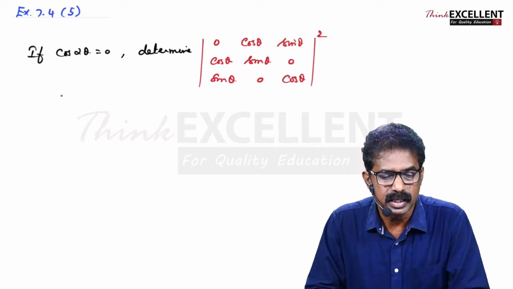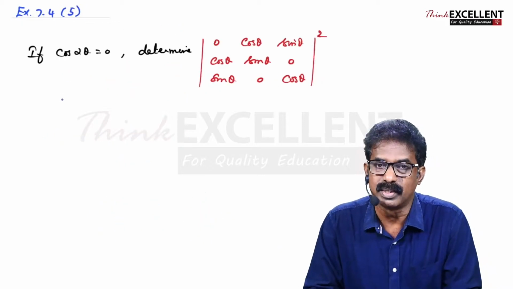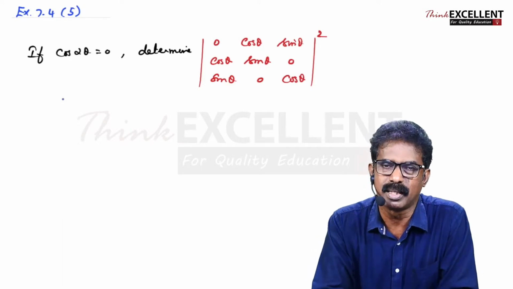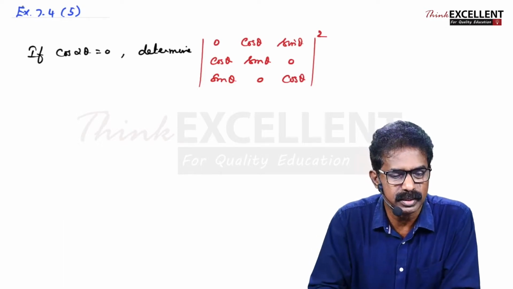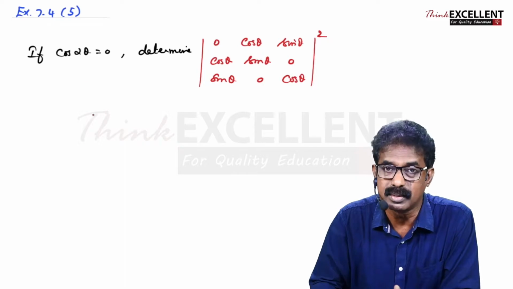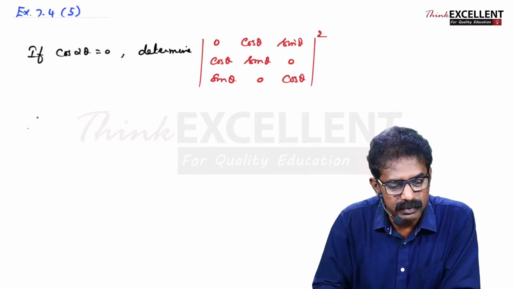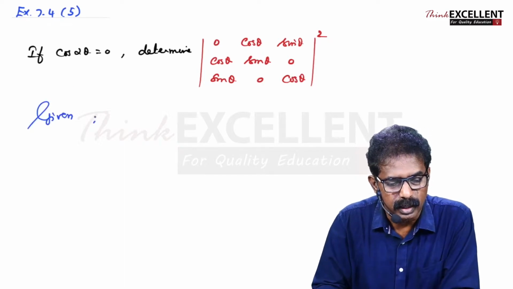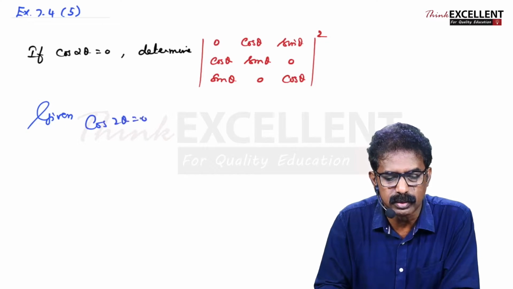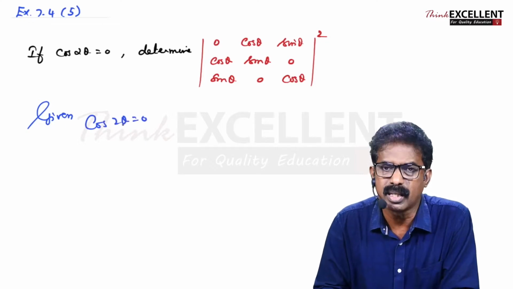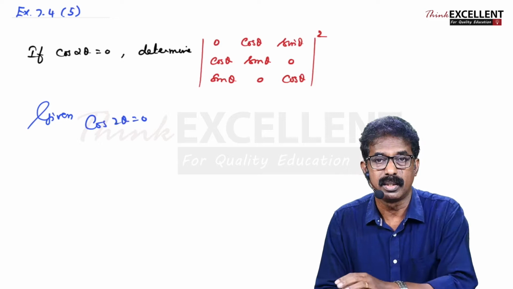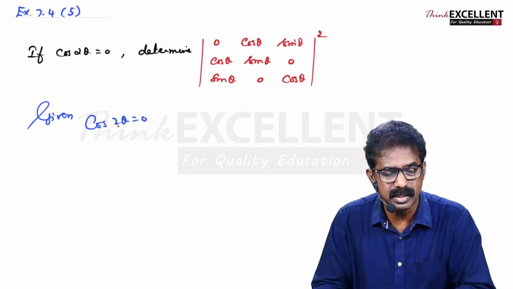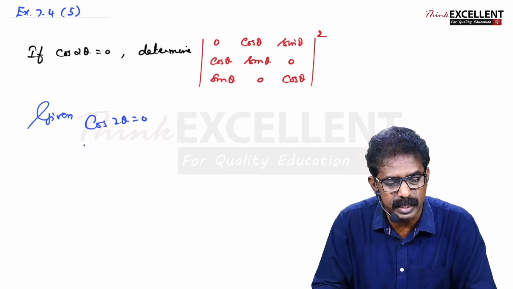If cos 2 theta is 0, determine the value of this. Please listen, student. This one can be done in different ways. I'm going to teach in a very simple way, the easiest way. See what is given here: cos 2 theta is equal to 0. Cos which angle is 0? Cos 90 is 0, right? So this angle must be 90.